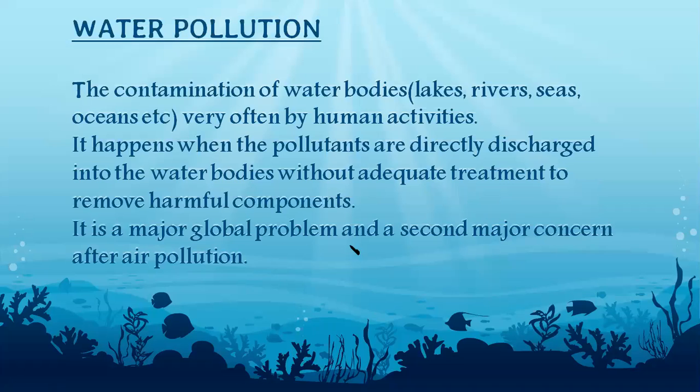In this slide, you can see the meaning of water pollution. It is the contamination of water bodies like lakes, rivers, seas, oceans, etc., very often by human activities. This contamination happens when the pollutants are directly discharged into the water bodies without adequate treatment to remove the harmful components. And it is a major global problem and a second major concern after air pollution.